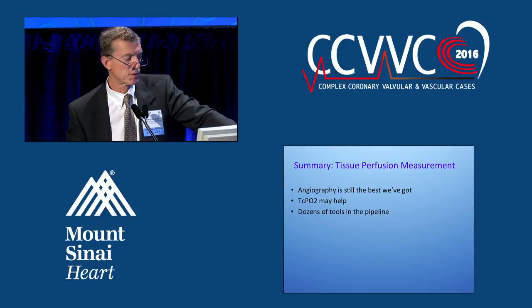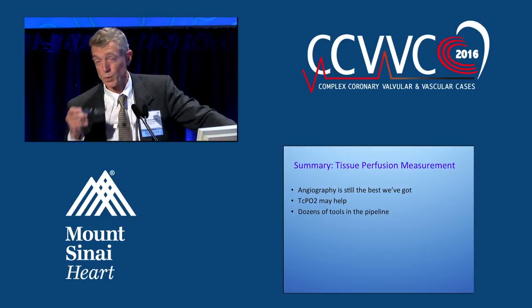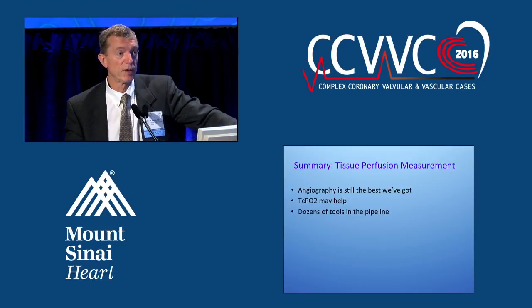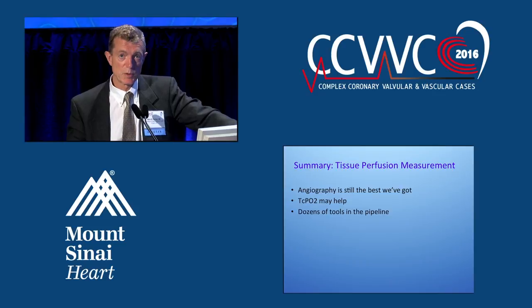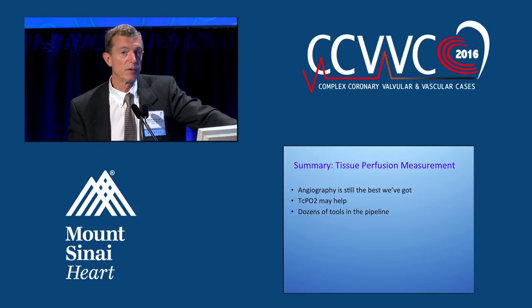So to summarize, for evaluating tissue perfusion, which really is crucially important for tissue healing, angiography is still the best thing that we have. TCPO2 is helpful, but with limitations, but there are certainly a lot of things in the pipeline that are exciting to assess for how well tissue is perfused.